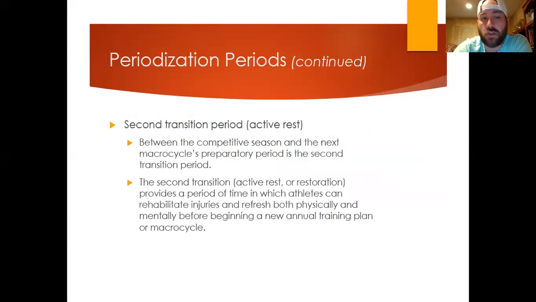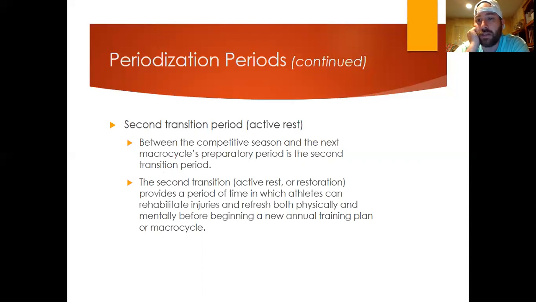Then we have the second transition period. So this is that portion that I'm talking to you about. You have your competitive phase and it ends. Let's say it's the championship of your season, and it ends. Then we have to have a certain time period, and that's the second transition period.